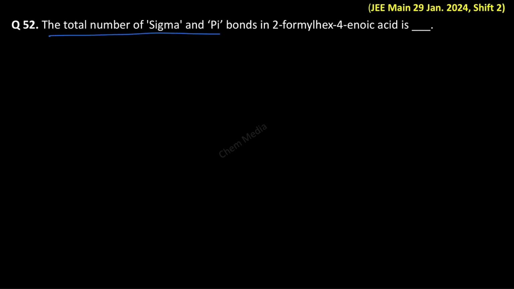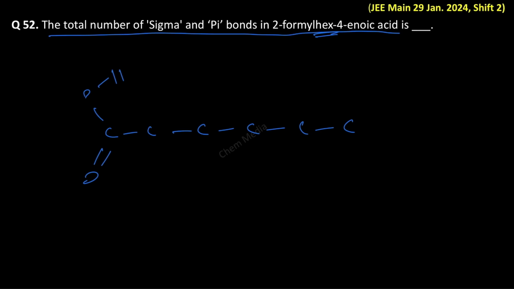What is the total number of sigma and pi bonds in 2-formylhex-4-enoic acid? We have a carboxylic acid functional group and the root word is hex. That means the parent chain has 6 carbon atoms. Carboxylic acid gets the top precedence. That's why the number there is not mentioned. And then at 2 position we have an aldehyde, and then at 4 position we have a carbon-carbon double bond. Let's put hydrogens to satisfy the valency of carbons.